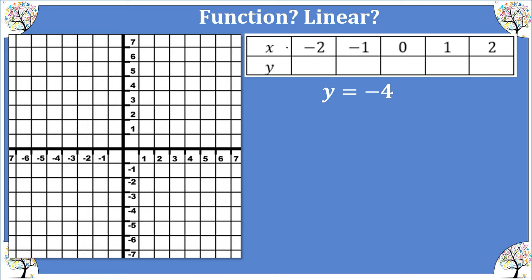Okay, so this time there's really nothing to plug in. Here are my input values, but it says y is -4. So all my y's have to be what the rule says. It says y is -4. So when we plot these, this equation does not have an x. So when we plot these, we have -2, -4. We have -1, -4, 0, -4. You can see that the horizontal line is being created. And we know that this passes the vertical line test. So it is a function and it's also a line. So it's linear.